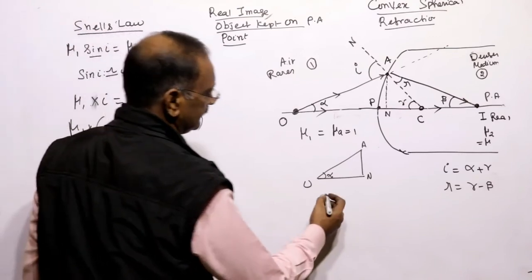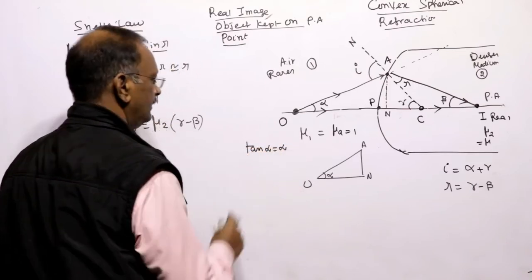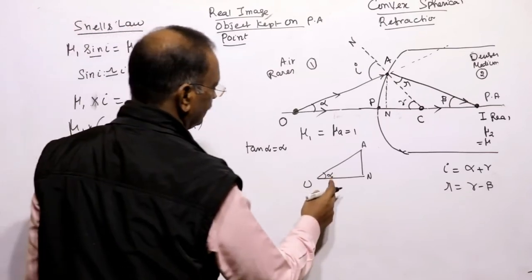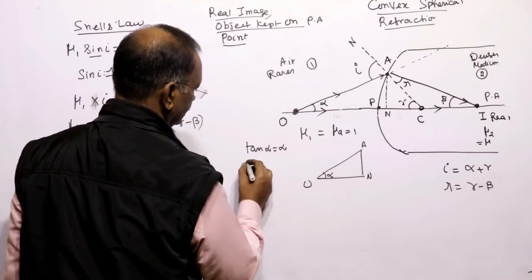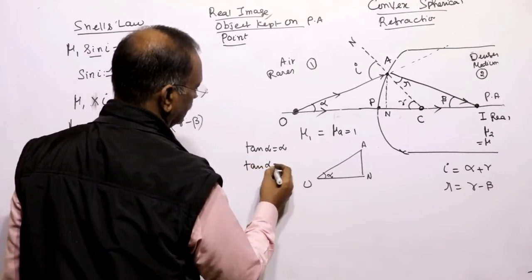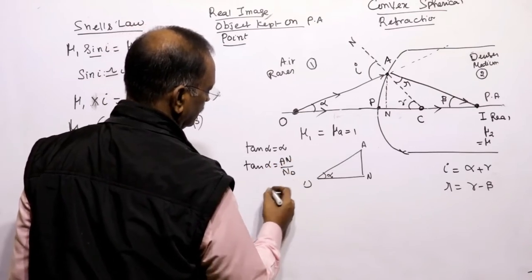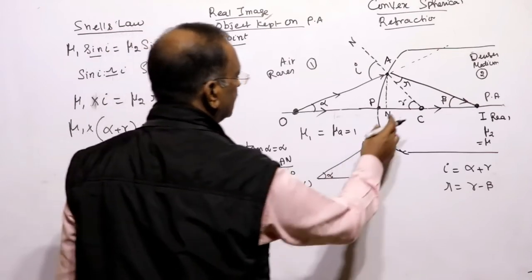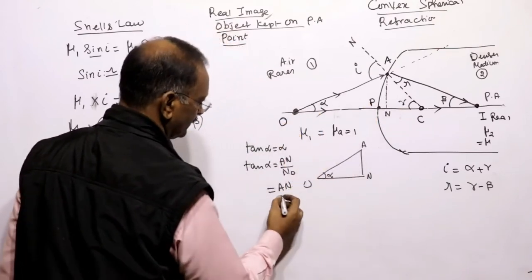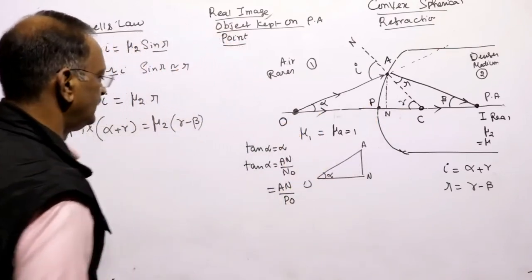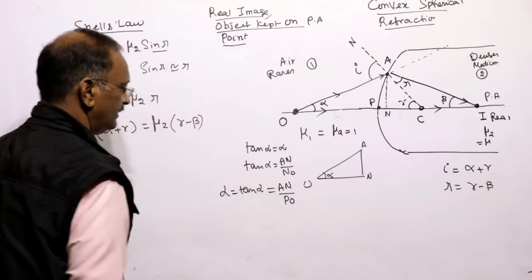So we can write tan of alpha is equal to alpha, by approximation. So tan of alpha is equal to AN by NO. Since N and P are closer, instead of NO we can take PO also. So tan alpha is equal to alpha is equal to AN by PO.